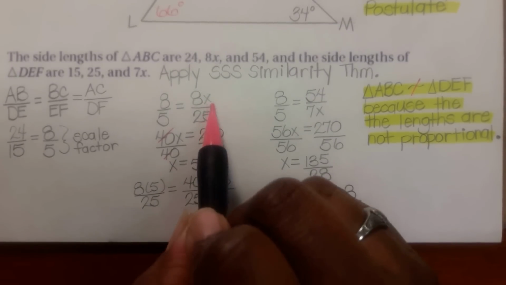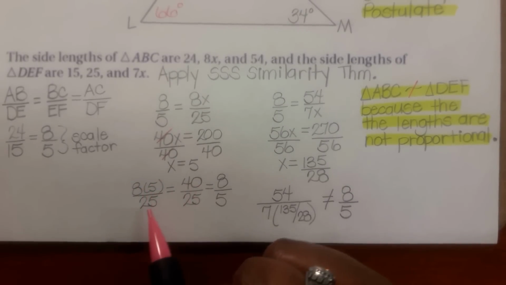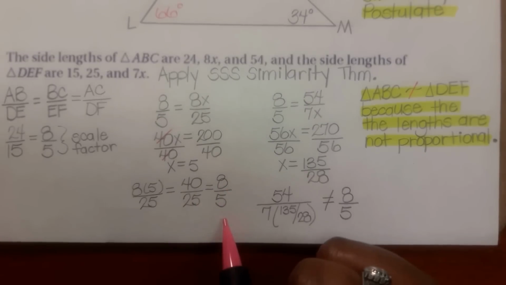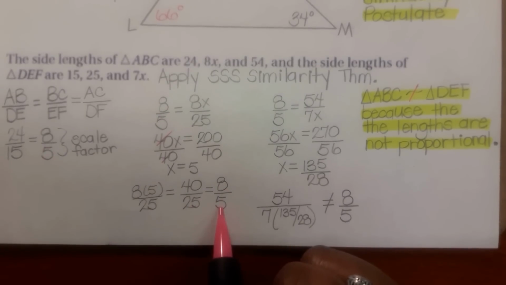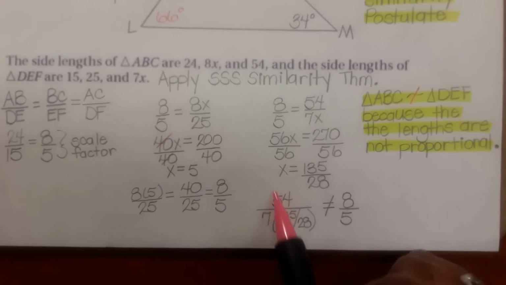When I plug 5 back in for x, I have 8 times 5, which is 40, divided by 25, which is 8 over 5. So far, so good. Both of the parts are proportional. Let's do the third one.